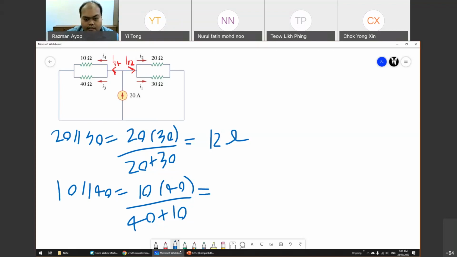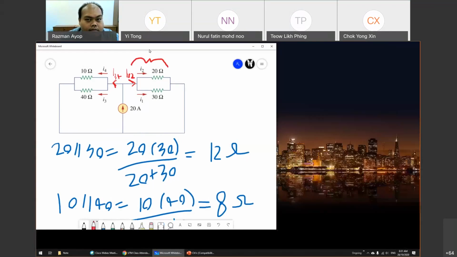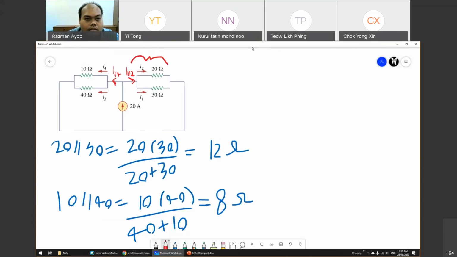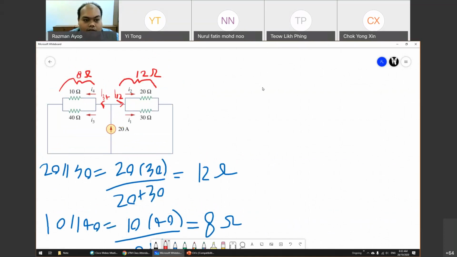So you get 8 ohm. So what it means that this one is basically 12 ohm, and this one is basically 8 ohm, the equivalent resistance. So now you can apply the Kirchhoff current law. It becomes like this. Okay, it's parallel.